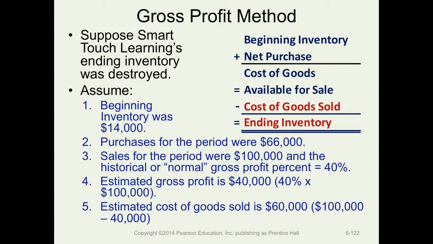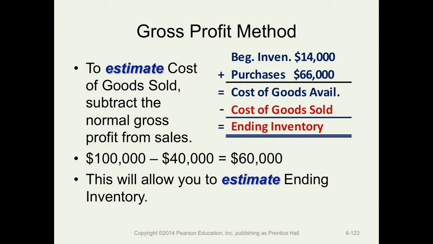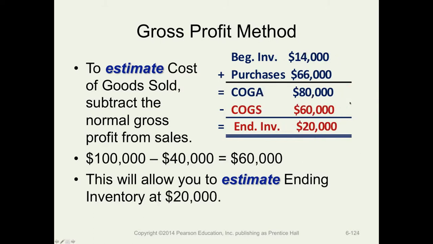So what we know so far is that the goods available for sale is 80,000. And now we have an estimated cost of goods sold. So now we can come up with our estimated ending inventory. If our beginning inventory and purchases are known, we have our cost of goods available that are known. We estimated the COGS from the gross profit percentage we had over the last 5 years, and we can now estimate ending inventory at 20. So that is the gross profit method.